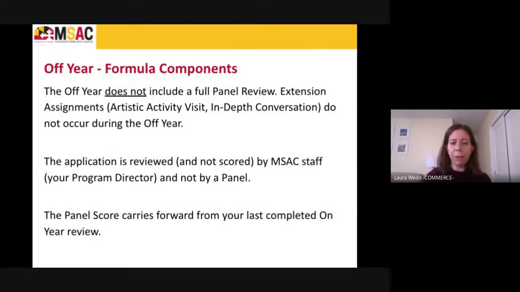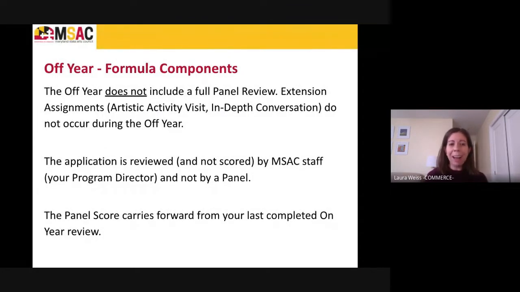And just to break this down a little bit more, so like I said, the off year does not include a full panel review. There's no extension assignments, so you don't have those site visits, you don't have those in-depth conversations. None of that happens on the off year. That only happens on the on year. So the application in your off year is reviewed and not scored by MSAC staff, which is myself and Emily, and not by a panel. So your panel score carries forward from your last completed on-year review. So that's just an important thing.